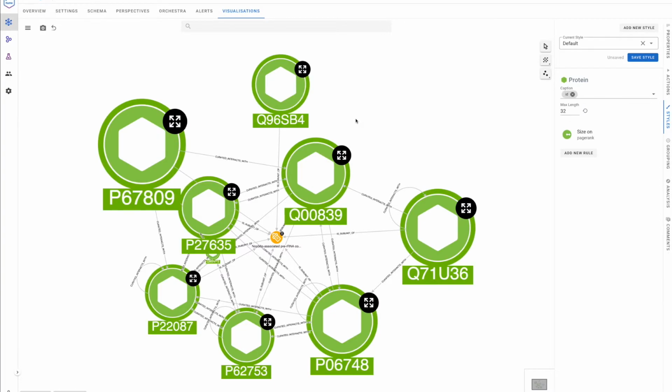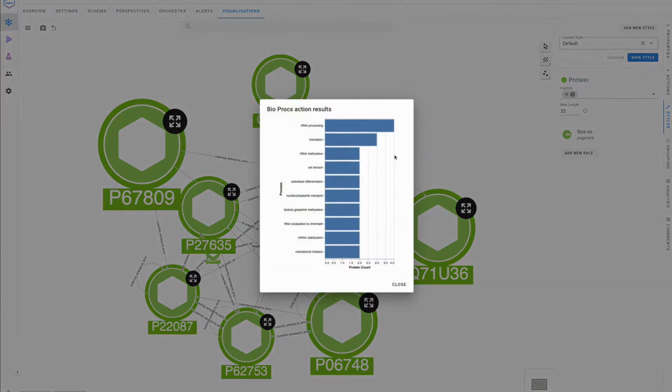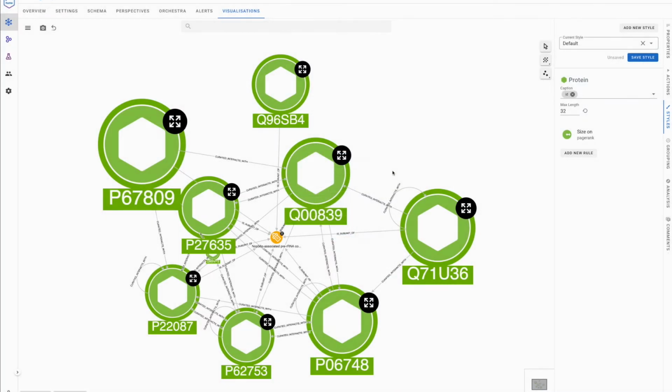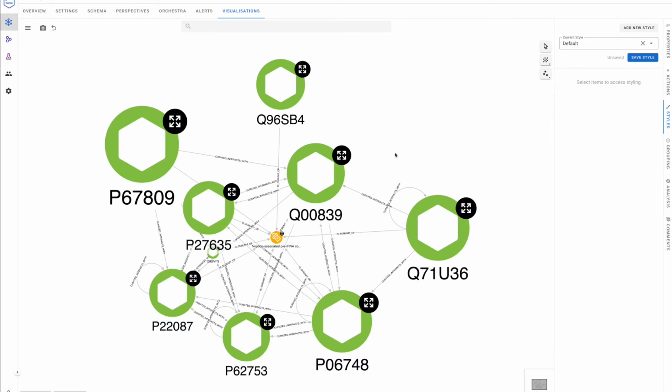I'll select all of those proteins and use my processes action to see which biological processes they're affecting. So here we can see they're impacting our RNA processing, translation, and a number of other biological processes. And this can be incredibly useful when we're trying to do something like targeted drug discovery for potentially one of these processes.